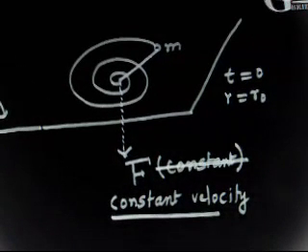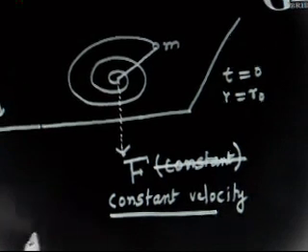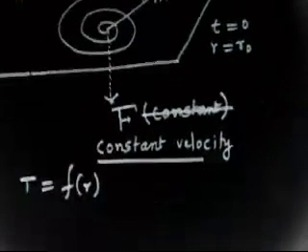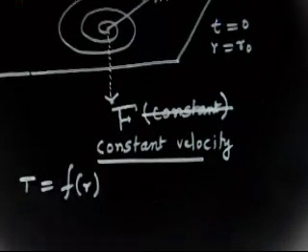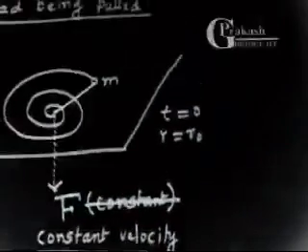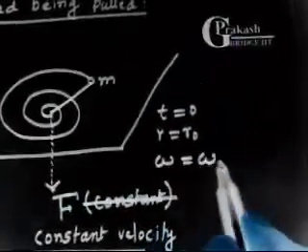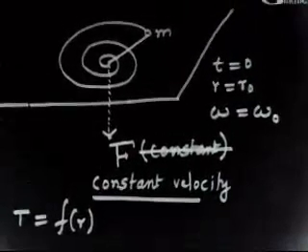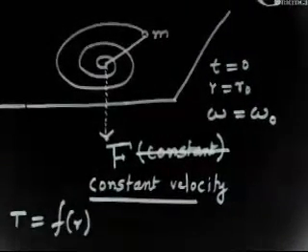Now it says find the thread tension as a function of R. It is also given to you that at t equals 0, R is equal to R0 and the angular velocity is omega naught. So let us try to analyze the motion first, and then we will discuss. Can anybody try this one?